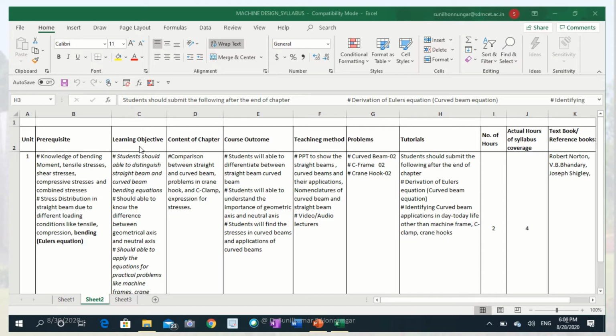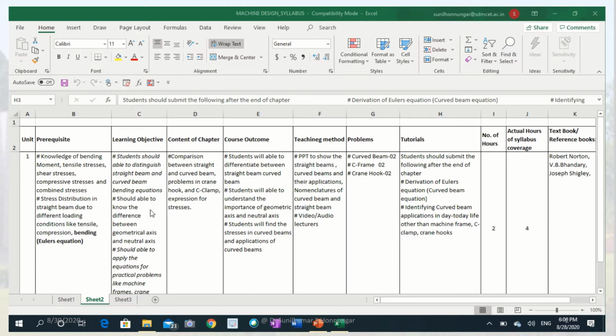Then again, what is the learning objective? The third column, learning objective, means why you are supposed to learn this. The objective of learning this is that students should be able to distinguish between straight beam and curved beam bending equations. That is, whatever you have learnt, the straight beam Euler's equation, how far it is different from what we are going to study in curved beam, and why it is important. We are going to see that after going through this chapter.